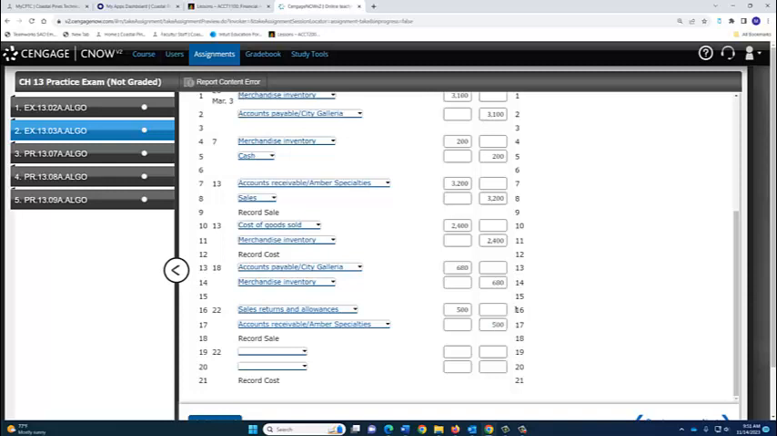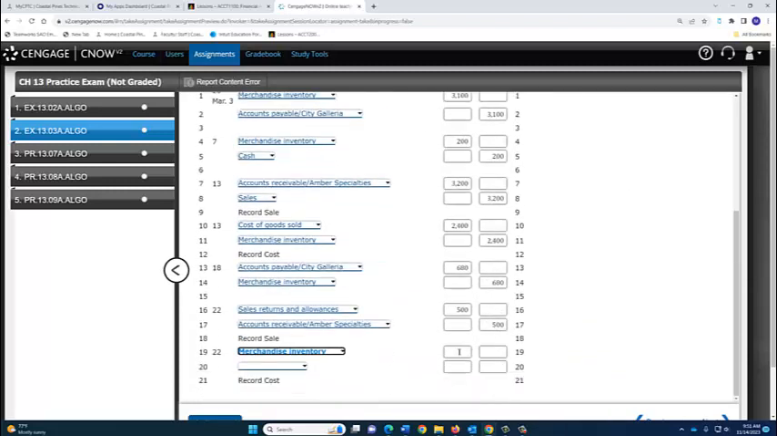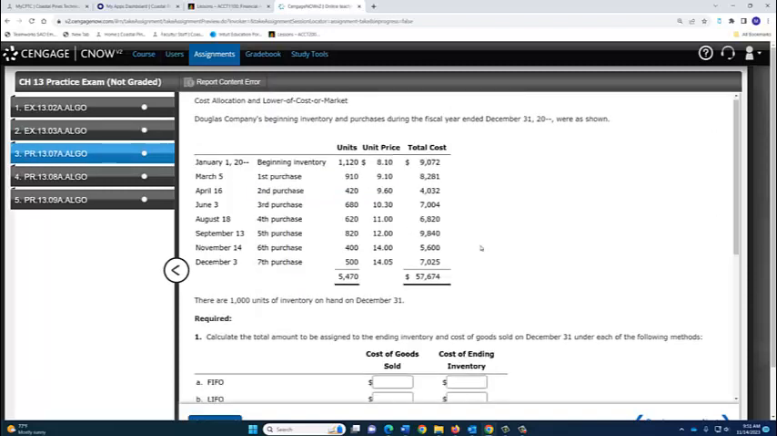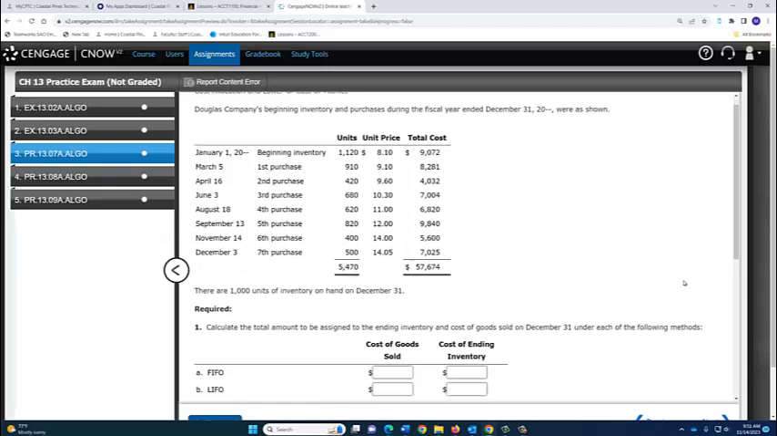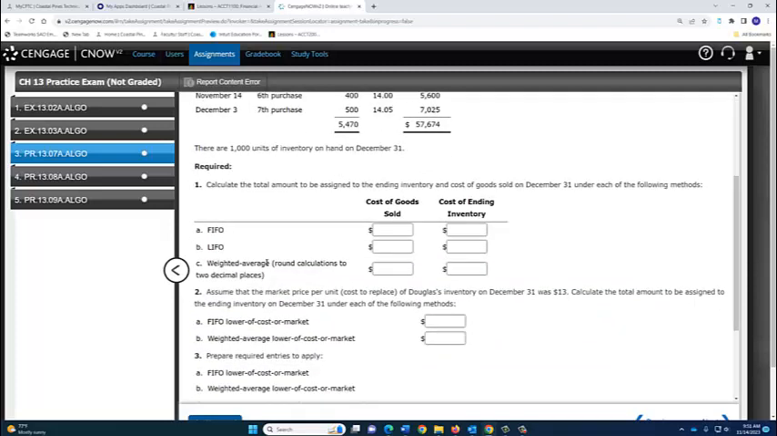And now we're going to put the merchandise inventory back in at the cost. So since they returned it to us, we're going to add it back to our inventory and then take it out of our cost of goods sold. In the next problem, we're going to account for inventory using first in, first out, last in, first out, the weighted average method, and then the lower of cost or market method.